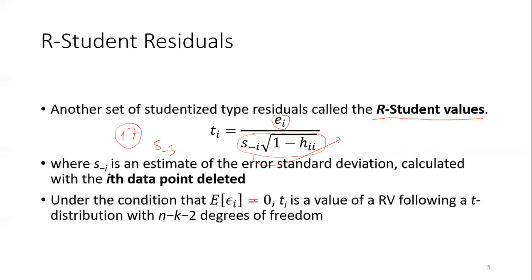Under the condition that the expected values of the epsilon_i's are equal to 0, this t_i is in fact the value of a random variable following a t distribution with v equal to n minus k minus 2 degrees of freedom, given that the expected value of epsilon_i is equal to 0.